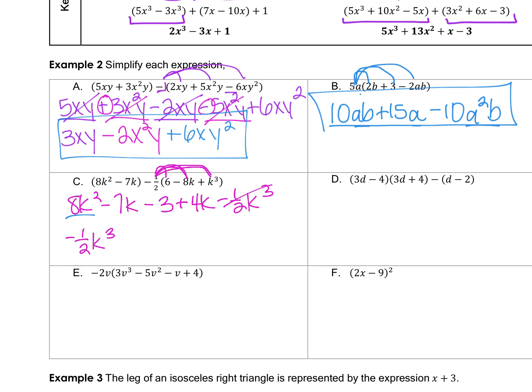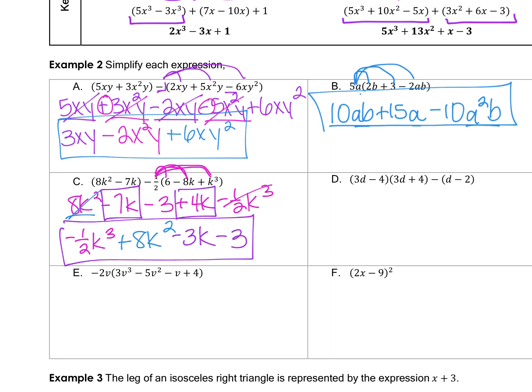Next, I would put the squared, but there's not another k squared, so I'm just going to write that next. And then I would come with the k. So combine the k's: negative 7k plus 4k is a negative 3k, and then bring down that minus 3. Again, it doesn't really matter the order that you write it, but if it's all the same variable with different exponents, I like for the highest exponent to be first and then go down from there.